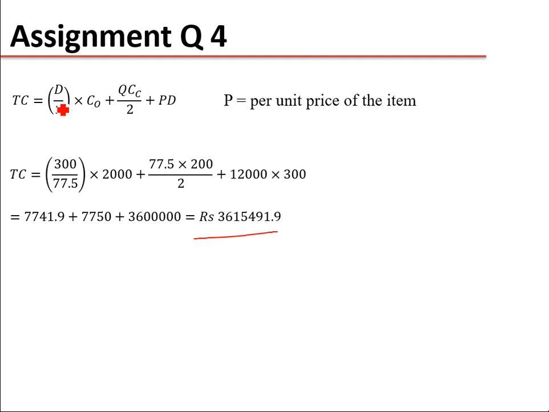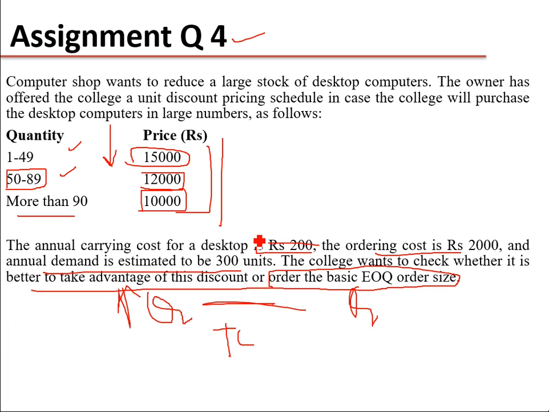Now from here the demand is given, Q we have calculated based upon the basic EOQ model, ordering cost is given in the numerical, and we put all the values. This is the product cost per unit over there, and demand we know, and product cost is given. You can see over there.